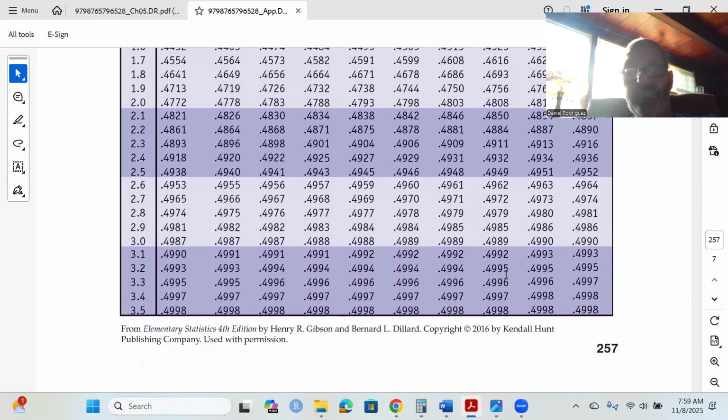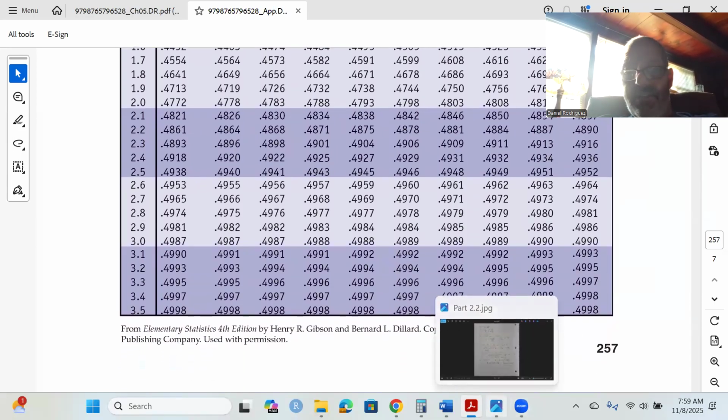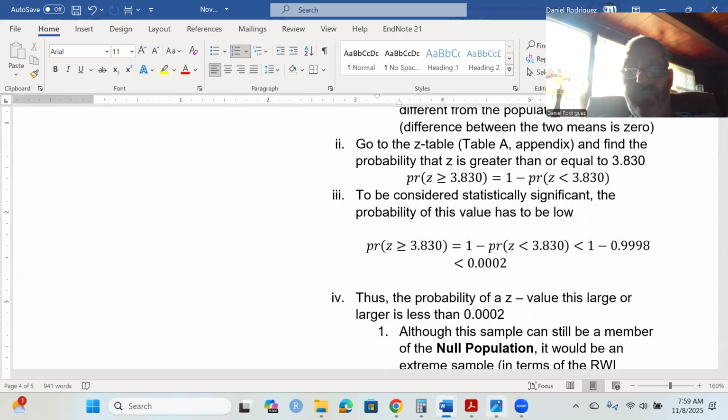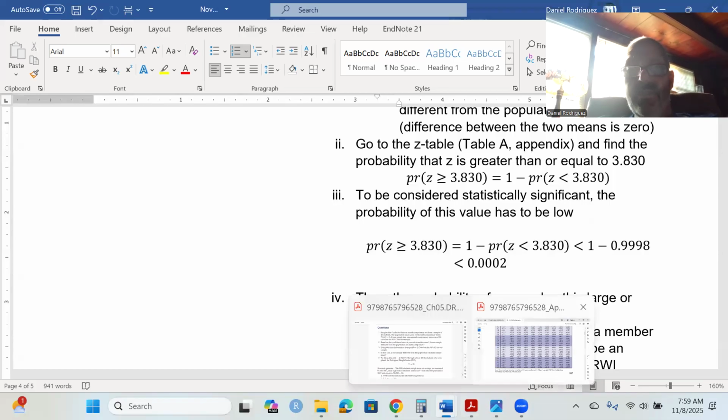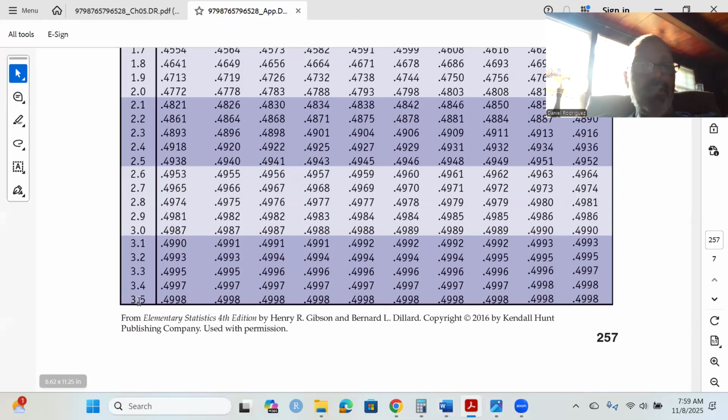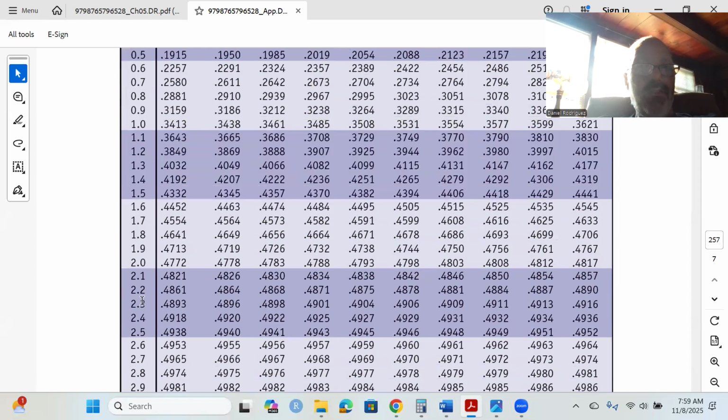So I said, what did I say the value was? So I need 3.830. Do we have 3.830 in this table? So we go to 3. Well, we don't have 3.8. This table goes to 3.5.